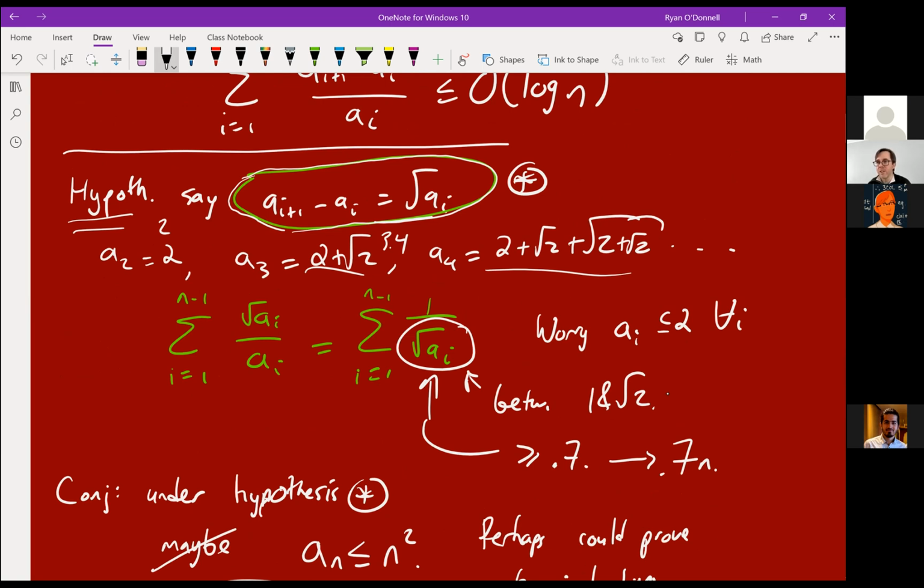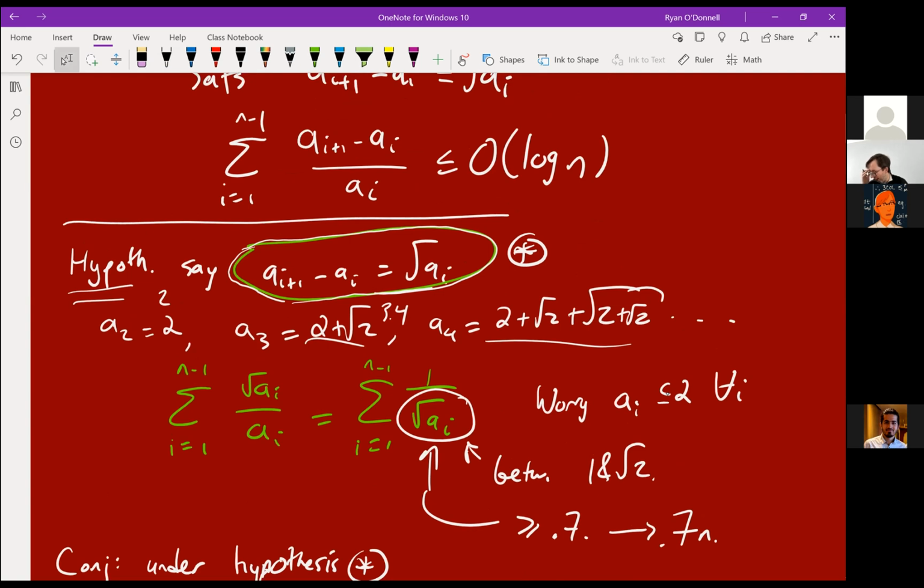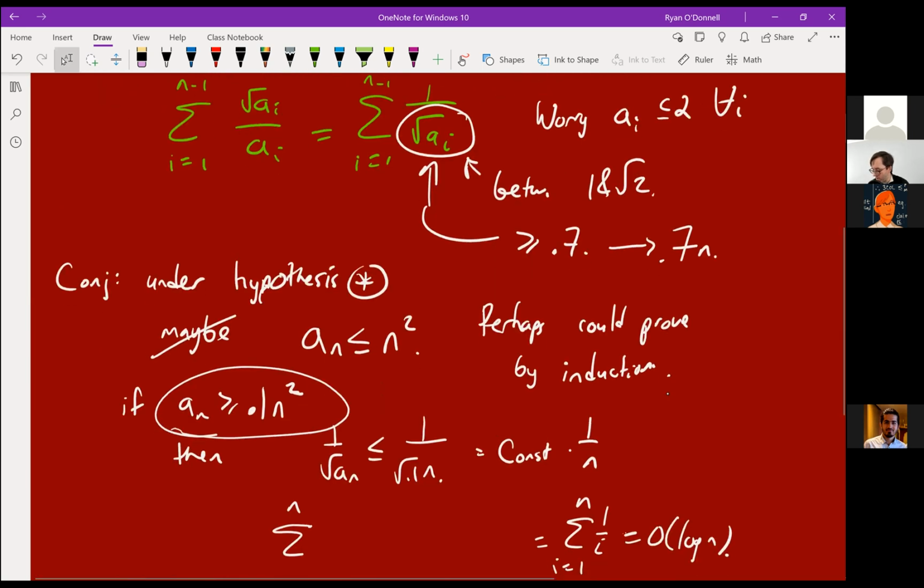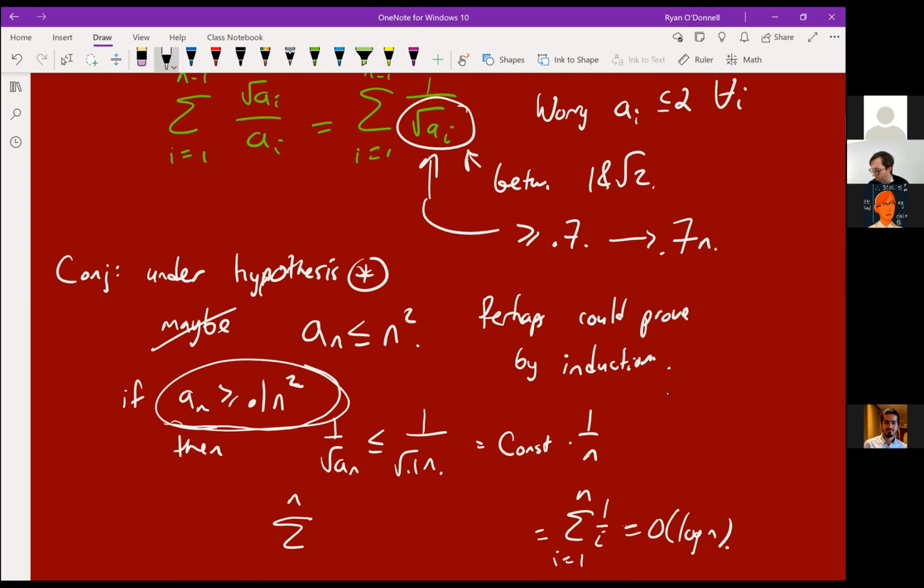Somebody says, with the given constraints, all the AIs could be 1, and hence we can't expect such an inequality. Yeah, that's a good point, says a person in the chat. If all the AIs could be 1, then you would certainly not have that the nth one is at least 0.1 over 0.1 times n squared. And then you might be like, oh no, I'm dead.